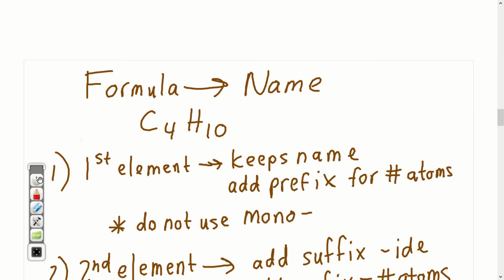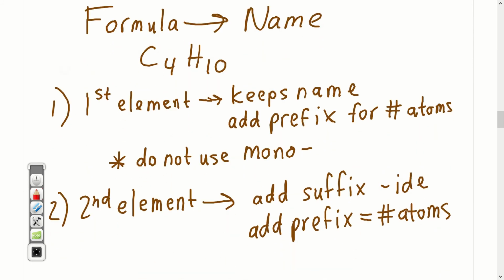So how do we put all this together? All right, so we have a compound here, chemical formula, C4H10. Okay? The first element will keep its name. And we will add a prefix for the number of atoms in that element. So the first element always keeps its name. The only little thing we got to be careful of is the first element, we never say mono. So mono is never used on the first element. We're only going to use mono on the second element if it's necessary.